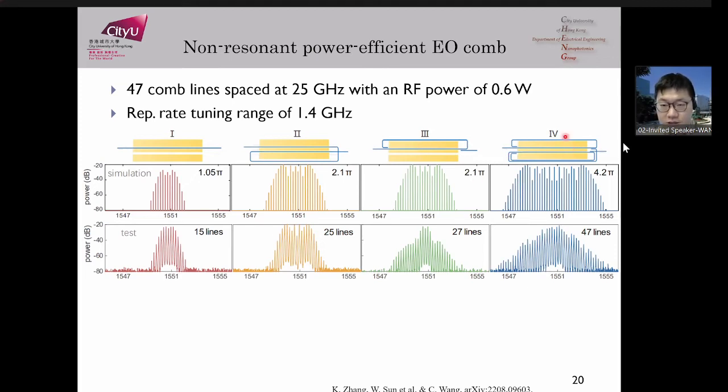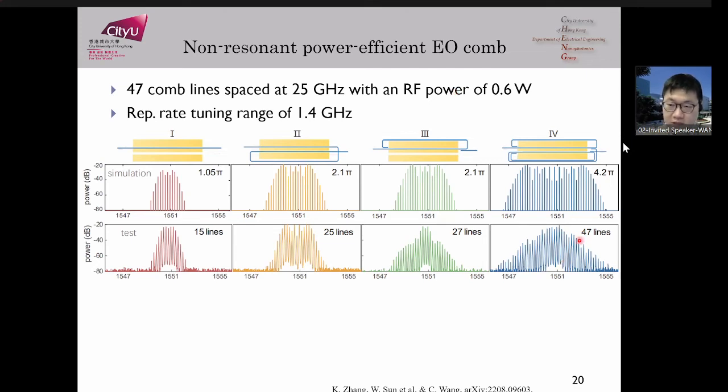And so you can see that at the same drive voltage, our power of 0.6 watt, which is much lower than the power I just showed you, right? You can generate only 15 lines in this first type, and then you can generate about 25 lines in this double pass, and you can generate 47 lines, right? More lines than the one I just showed you with a much lower RF power, right?